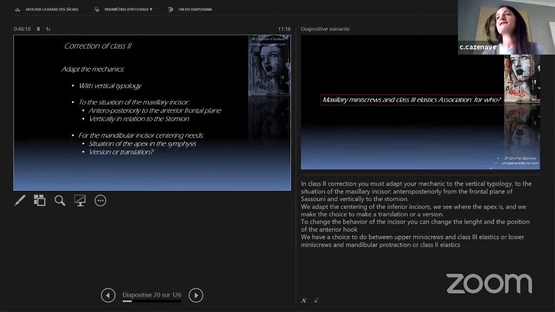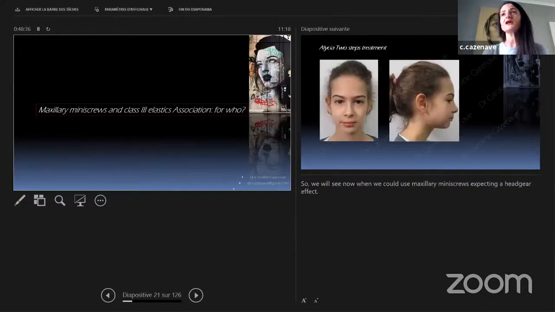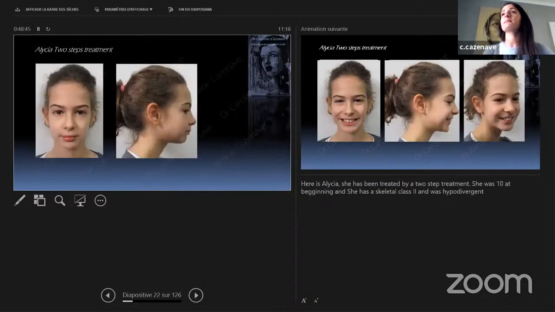To change the behavior of the incisor, you can change the length and the position of the anterior hook. And we have a choice to make between upper mini screws and class 3 elastics, or lower mini screws and mandibular protraction or class 2 elastics. So we will see now when we could use maxillary mini screws, expecting a headgear effect.